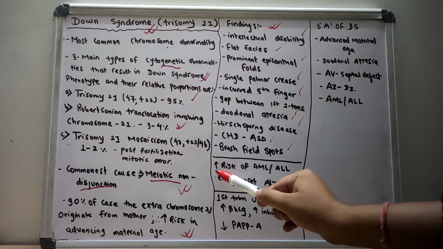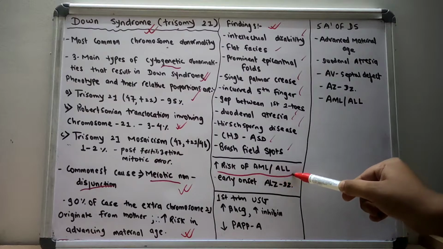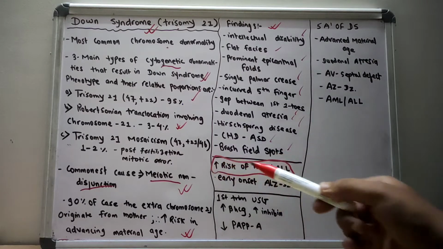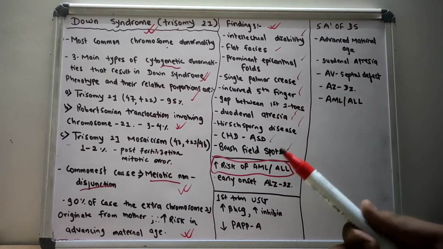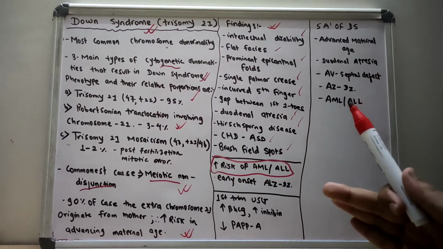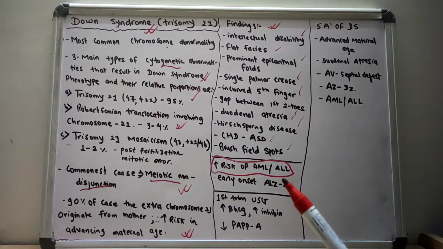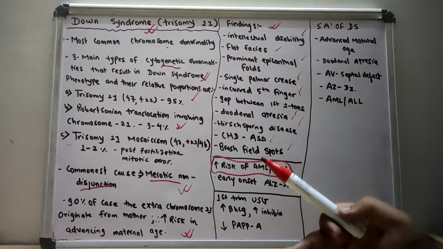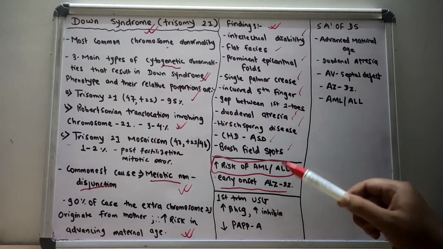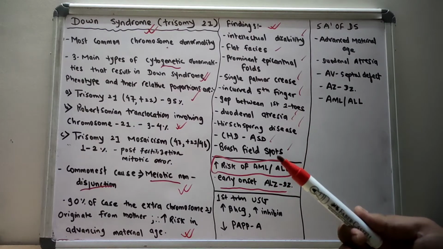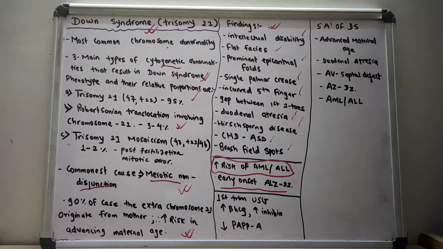There is also an increased risk of AML and ALL, acute myeloid leukemia and acute lymphoblastic leukemia, in the child with Down syndrome. And there is a correlation between Alzheimer's disease and Down syndrome: early onset Alzheimer's disease is also related to Down syndrome, that is trisomy 21.